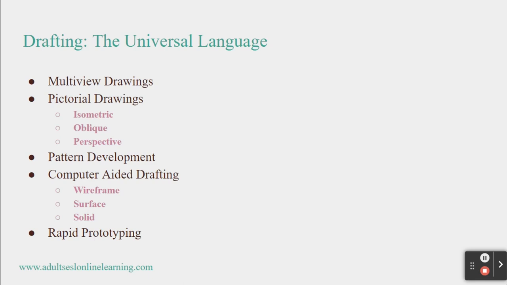Now, 3D CAD drawings can be used to create real models using a process called rapid prototyping. Other names for this process are stereolithography and 3D printing.